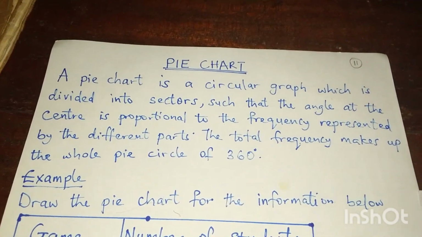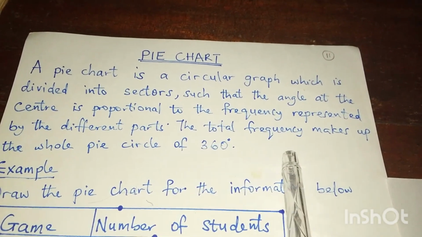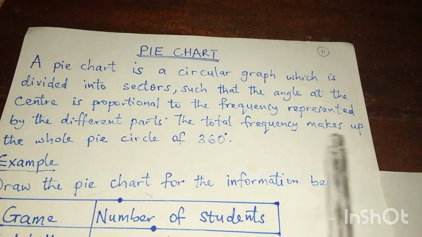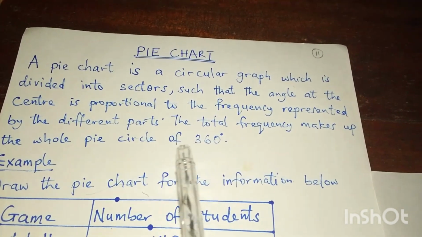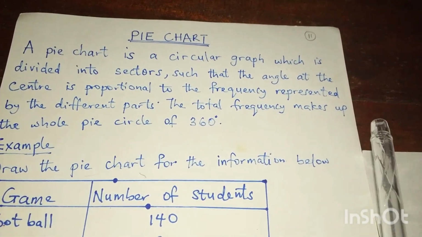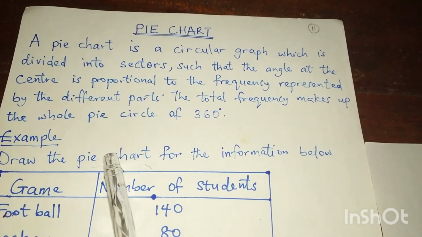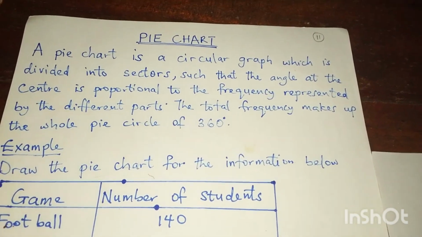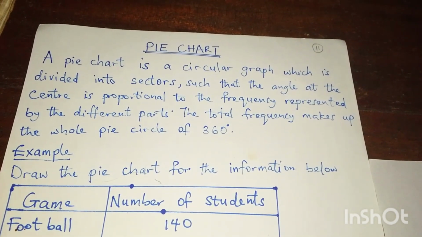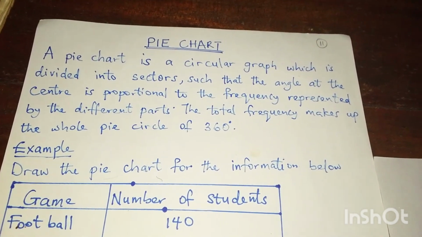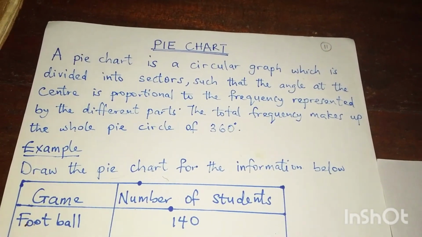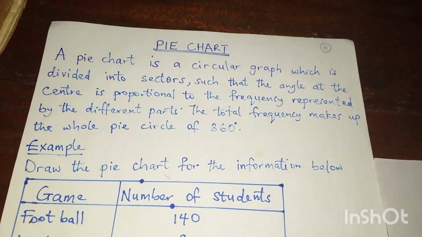Pie chart. A pie chart is a circular graph which is divided into sectors such that the angle at the center is proportional to the frequency represented by different parts. The total frequency makes up the whole pie circle of 360 degrees. A pie chart is a pictorial representation of information in the form of a circle. Each sector represents the information.